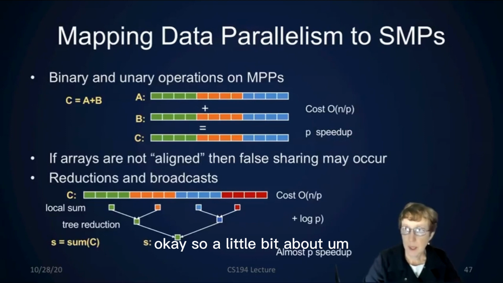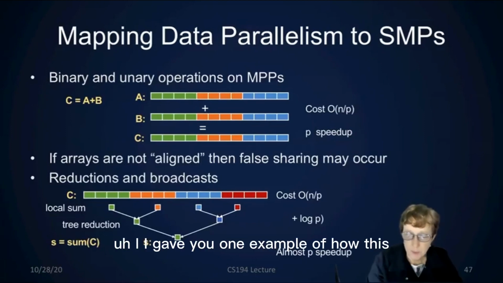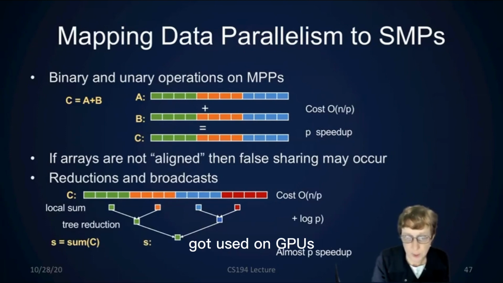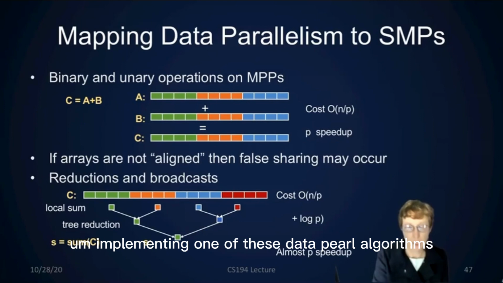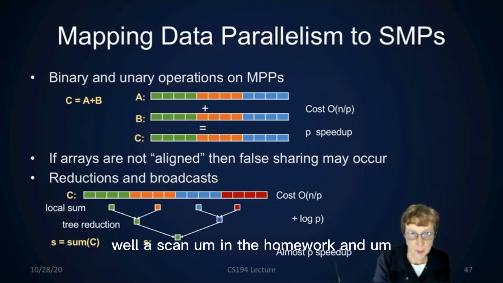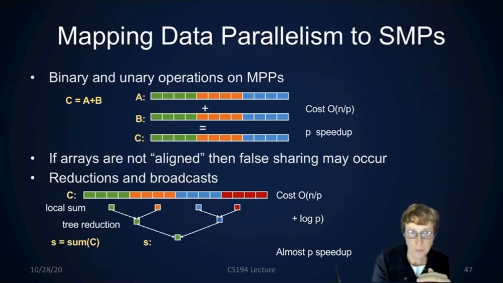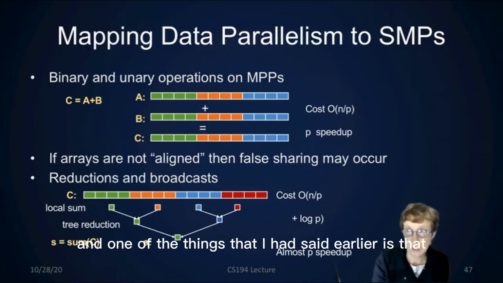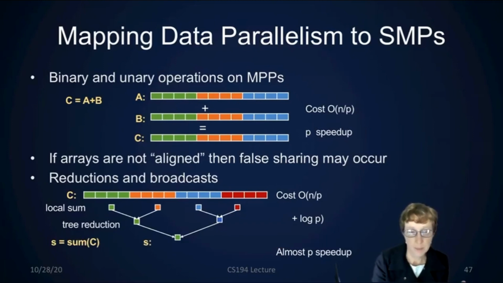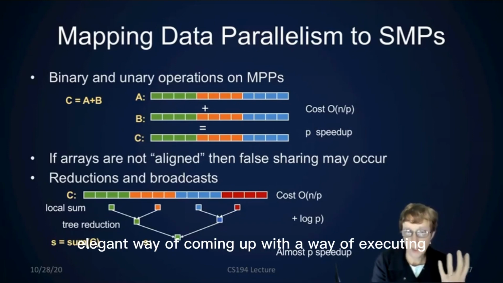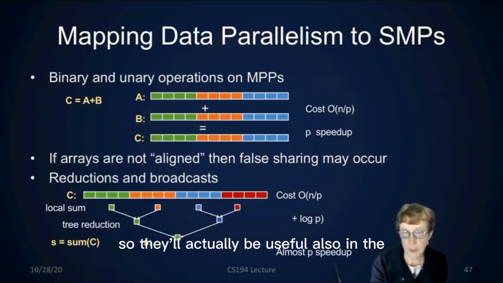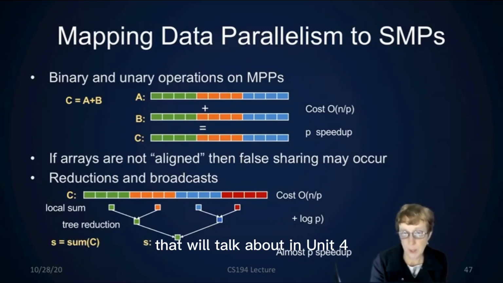Okay, so I gave you one example of how one of these algorithms, the radix sort, got used on GPUs, and you'll be looking at implementing one of these data parallel algorithms, a scan, in the homework. But you might also wonder, there are other kinds of parallel processors, and one of the things I said earlier is that these data parallel algorithms can be a really elegant way of coming up with a way of executing parallel things on other kinds of machines. So they'll actually also be useful in the distributed memory clusters that we'll talk about in Unit 4.